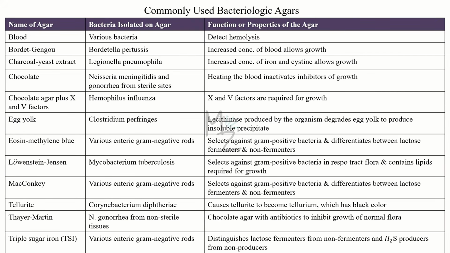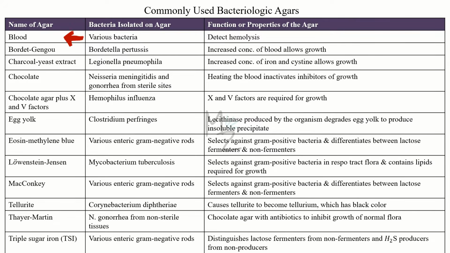Now we are going to have a look at commonly used bacteriologic agars. There are 3 columns in this table. First one is showing the name of the agar. Second one will be telling which bacteria is isolated on that agar. And the third one is telling the function or properties of the agar. I'll explain just 2 or 3 and we'll leave the rest to you guys. It's not difficult, don't worry.